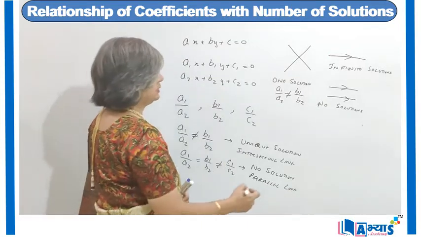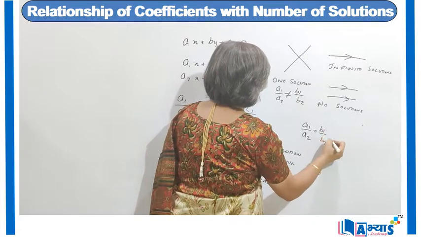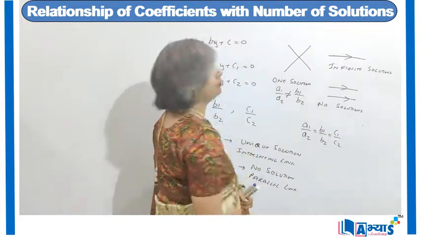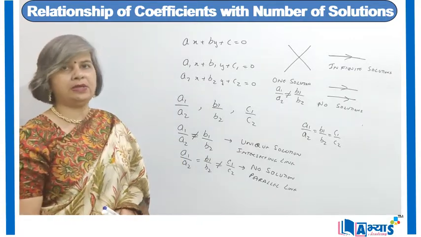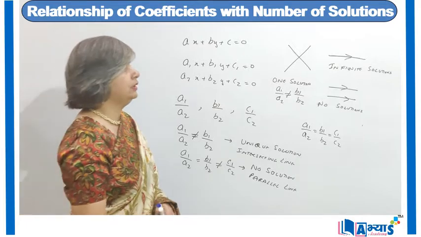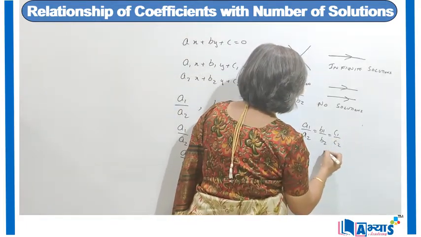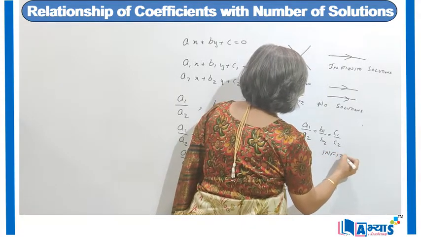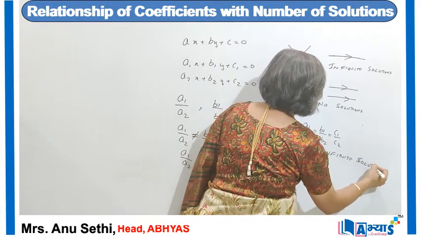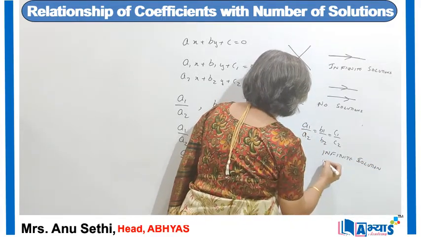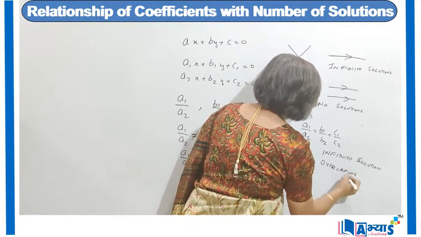And in the third case, if a1 upon a2 is equal to b1 upon b2 is equal to c1 upon c2, that means the ratio of a1 upon a2 is equal to the ratio of b1 upon b2 and equal to the ratio of c1 upon c2, then we can say the lines will overlap each other and there will be infinitely many solutions. Infinite solutions. That means the lines are overlapping or coincident.